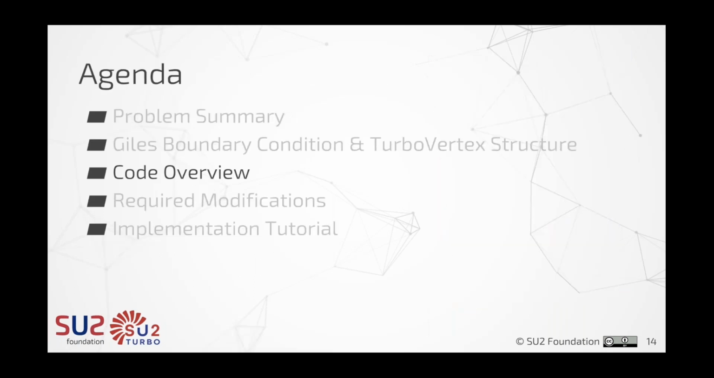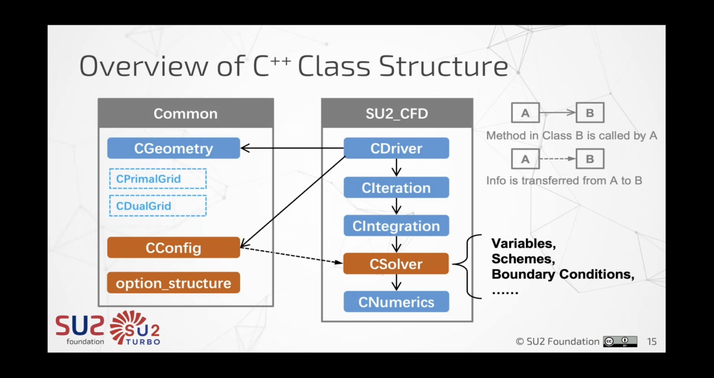Okay. So now we're going to talk briefly about the code overview. I'll try not to tread on Pedro's toes too much from the talk earlier, but we'll talk about the things that we need. So there's two real aspects for this. We have two groups: the common group and the SU2 CFD group. The common group is things that are common to all of the aspects of the SU2 code. So this is your geometry. Every simulation has a geometry, and your config file and your config file class and your option structure.